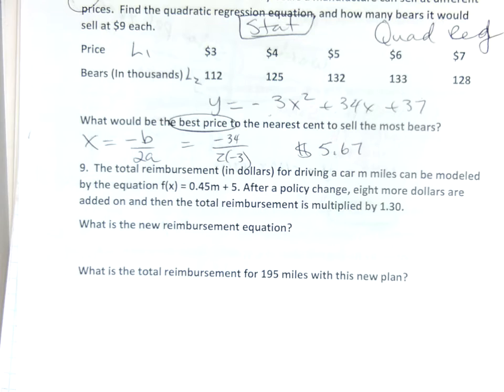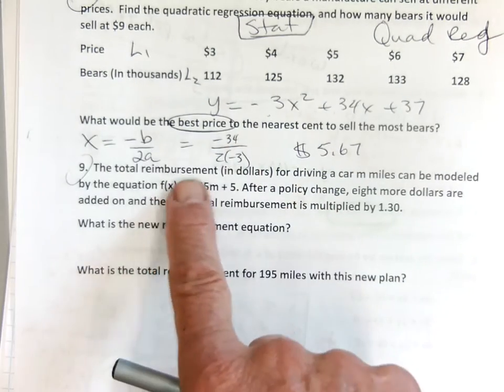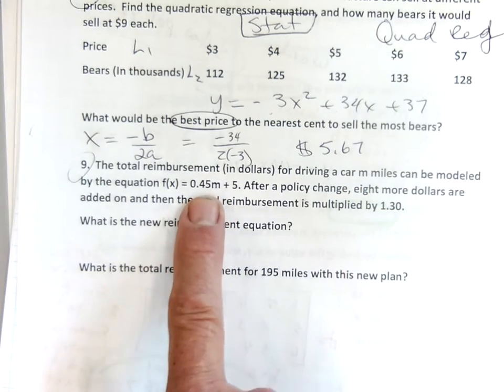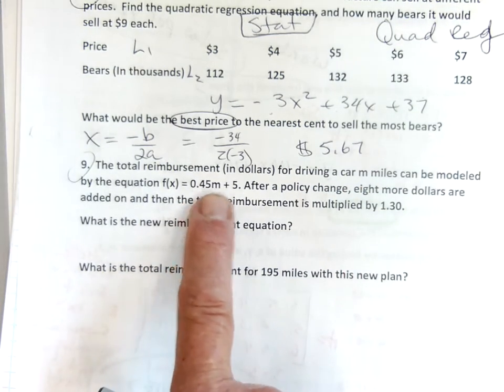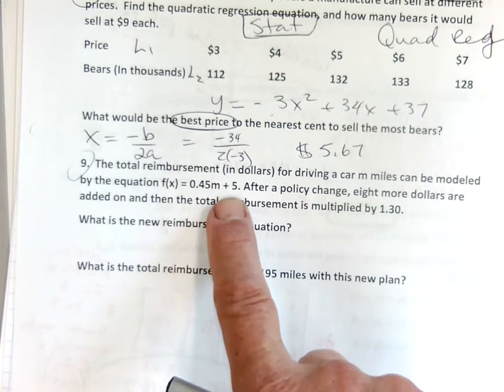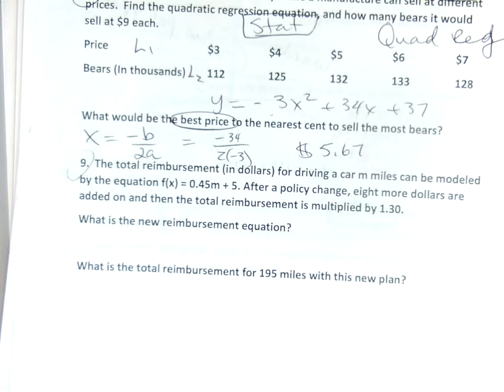Last question. So, here we go. Number 9, a totally different problem. We've got a total reimbursement for driving a car in miles that can be modeled by this. It's 45 cents a mile plus a $5 cleaning fee. Does that make sense? But then they realize, hey, we can make more money. Let's change it. Let's add $8 more to the cleaning fee.